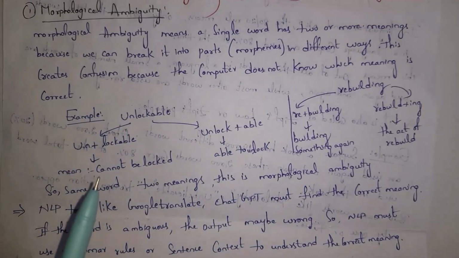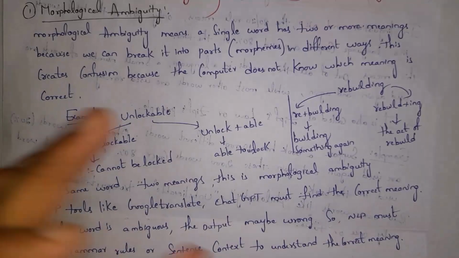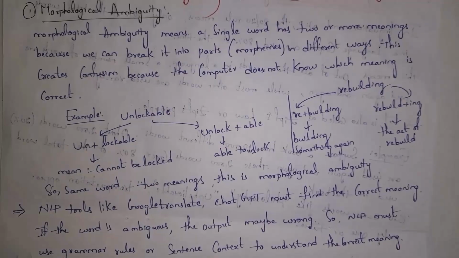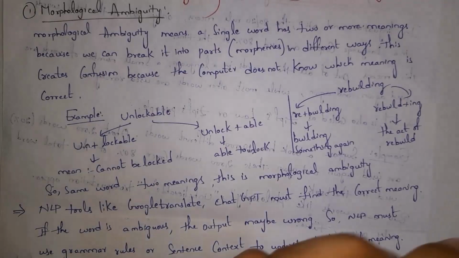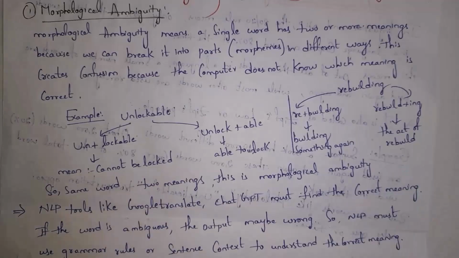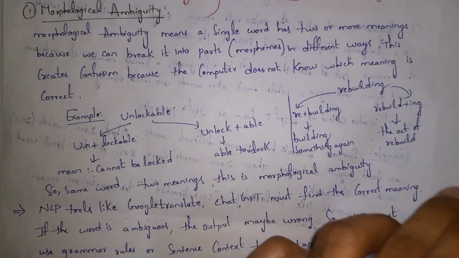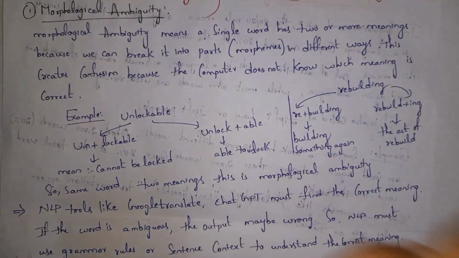Whenever we break any word into morphemes in different ways, then a single word may have two or more meanings and the computer doesn't know which meaning is correct. For example, if we consider rebuilding, the meaning of re plus building is building something again. And if we consider rebuild plus ing, it is the act of rebuilding. So both meanings are different. So same word but two different meanings. This is known as morphological ambiguity.